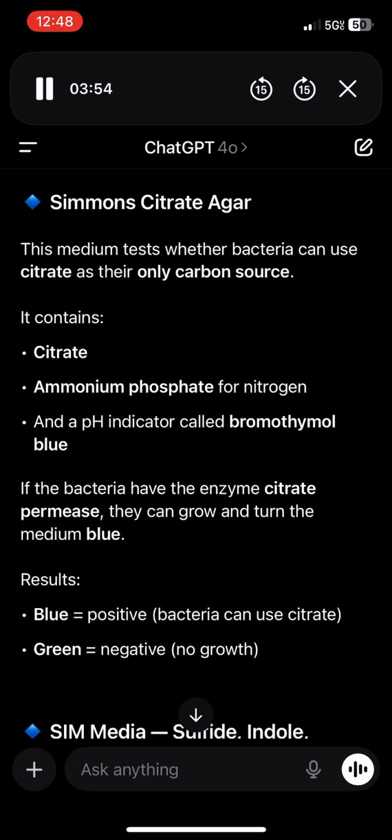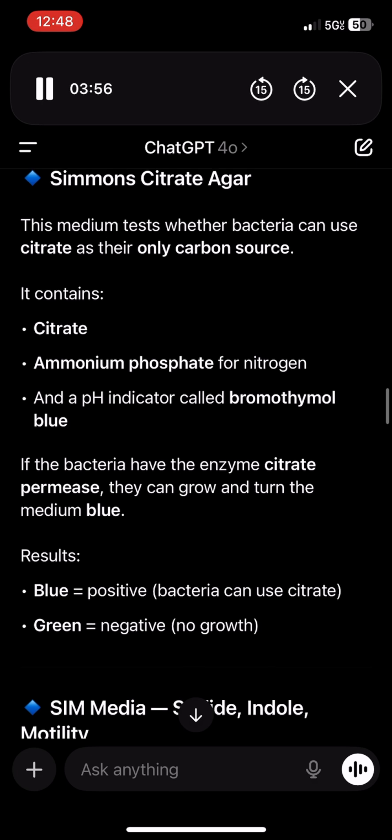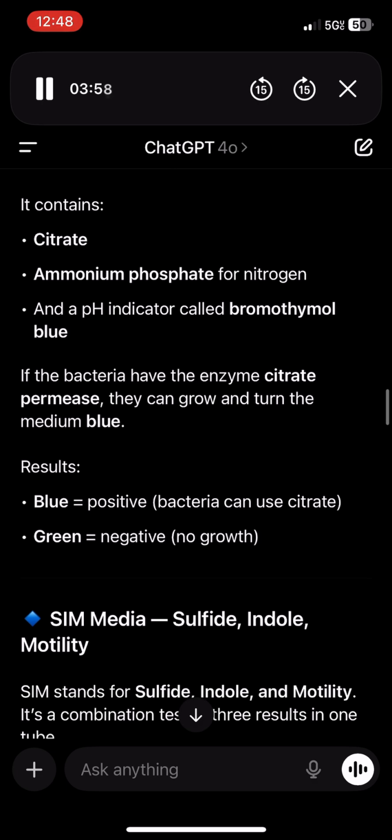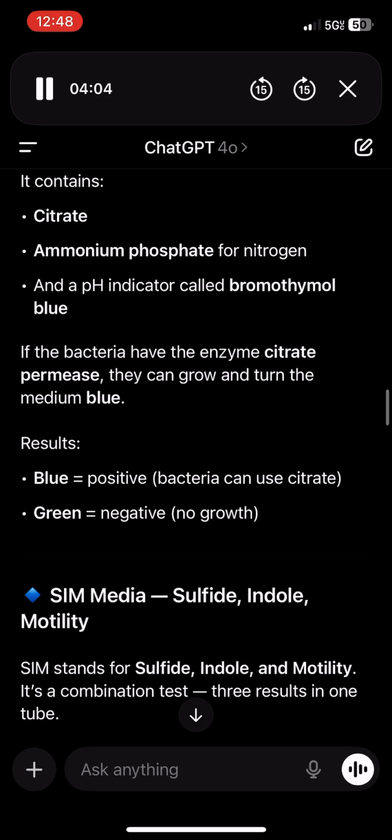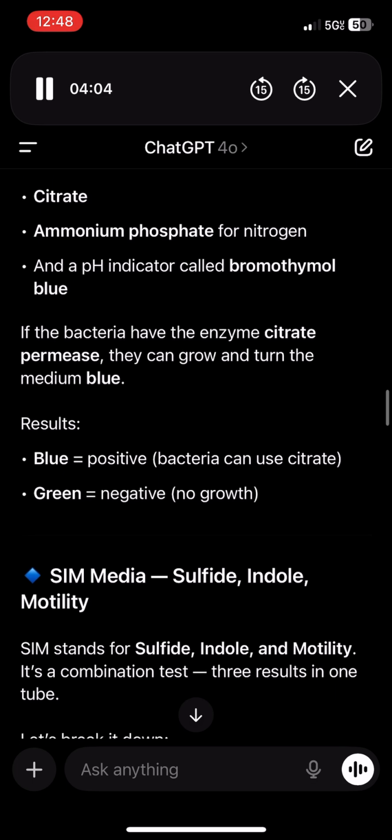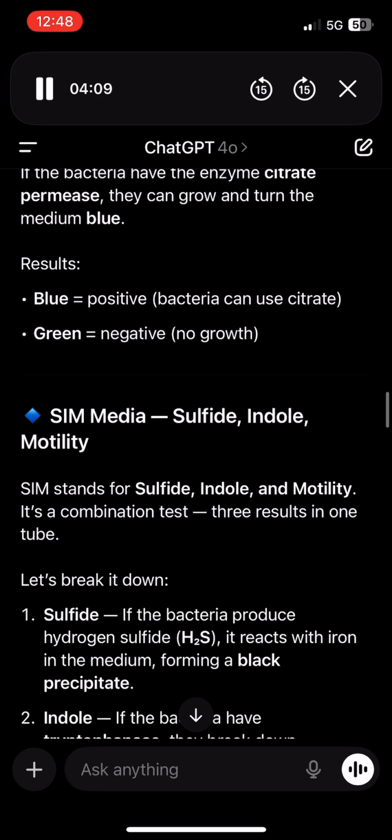SIM media, sulfide indole motility. SIM stands for sulfide, indole, and motility. It's a combination test, 3 results in 1 tube. Let's break it down. 1, sulfide. If the bacteria produce hydrogen sulfide, H2S, it reacts with iron in the medium, forming a black precipitate.